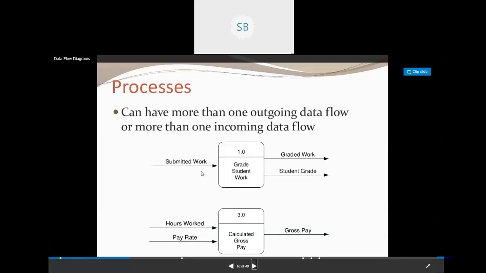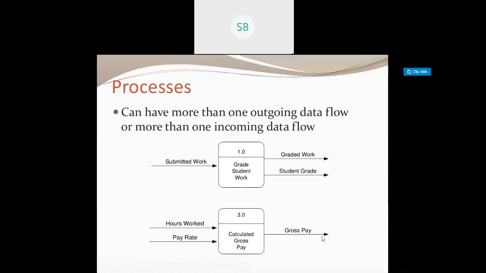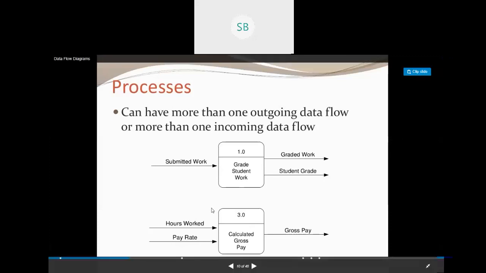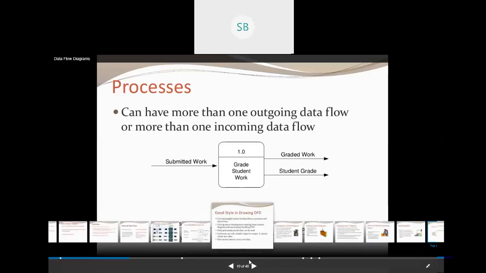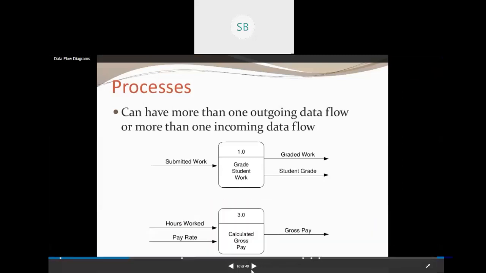Okay, so here you can see submitted work. You can also have this submitted to the process, grade student work. So we are getting graded work and student grade. Similarly, here two inputs are here, and it can be more than two also. Even if we pass 5, 6, 7, we can give anything. You can have either one or more.